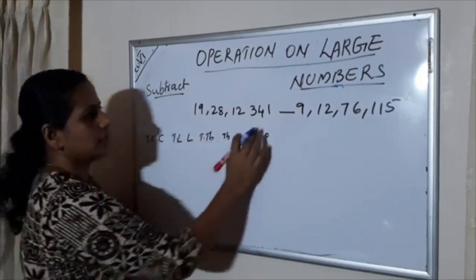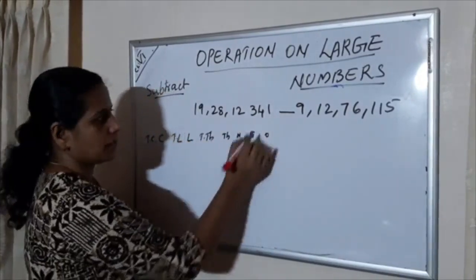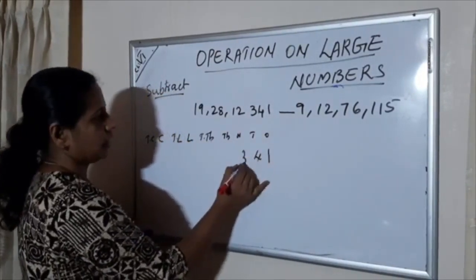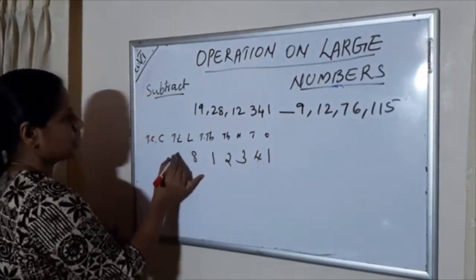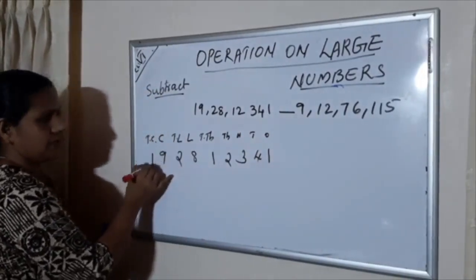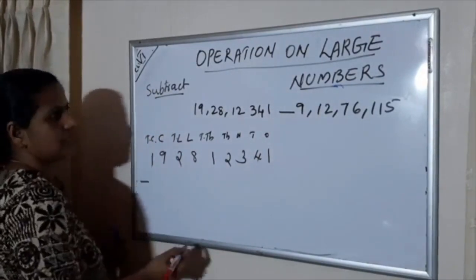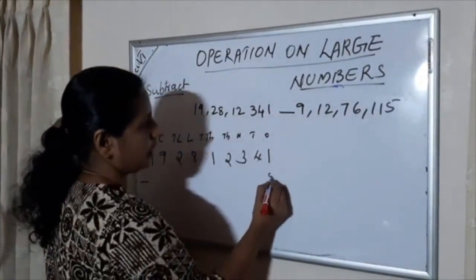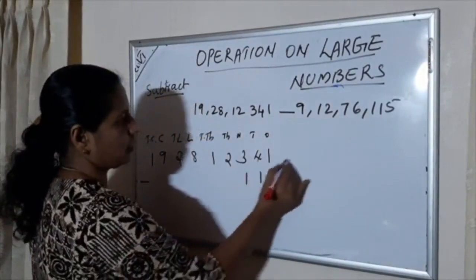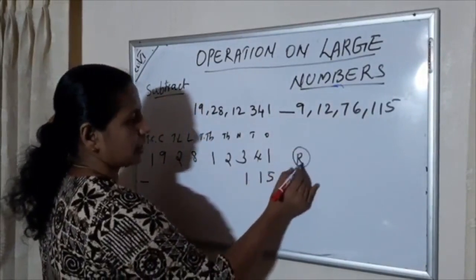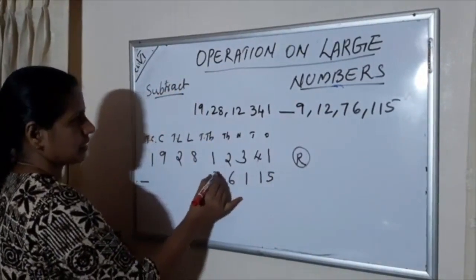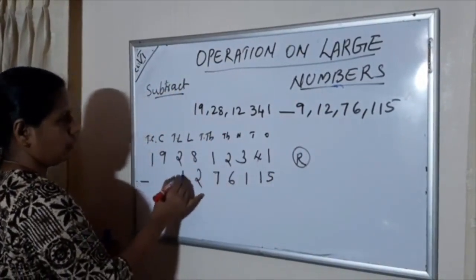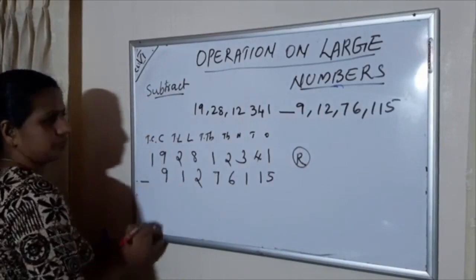After that write 1 in ones place: 4, 3, 2, 1, 8, 2, 9, 1 minus 5, 1, 1. Always start from right to left. Then 6, 7, 2, 1, 9.